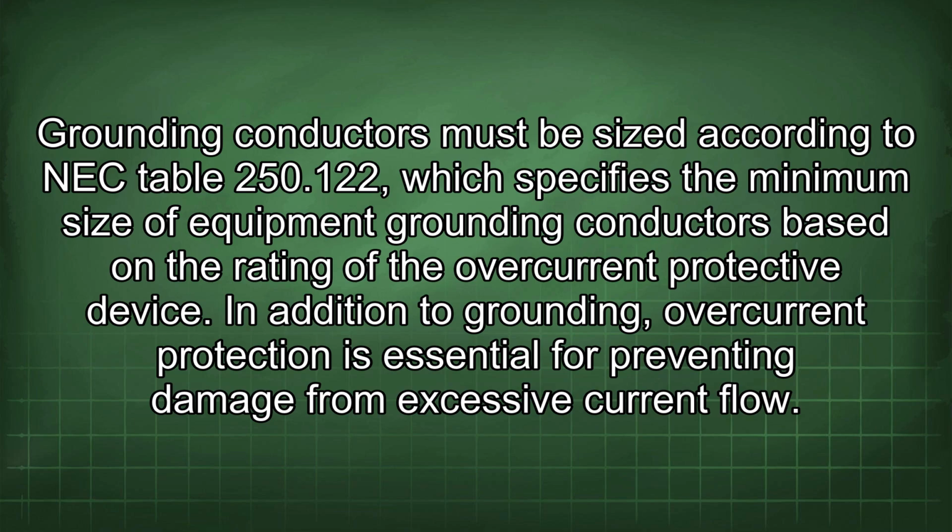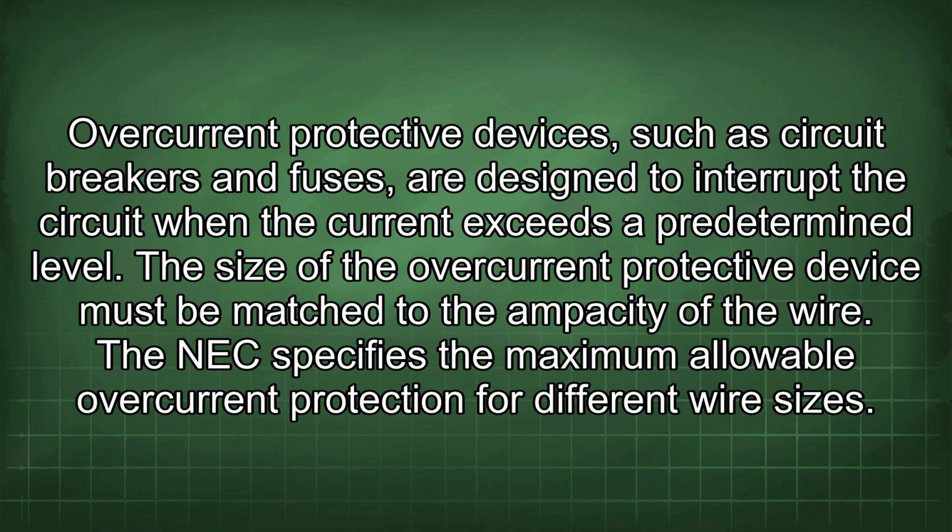In addition to grounding, overcurrent protection is essential for preventing damage from excessive current flow. Overcurrent protective devices such as circuit breakers and fuses are designed to interrupt the circuit when the current exceeds a predetermined level. The size of the overcurrent protective device must be matched to the ampacity of the wire. The NEC specifies the maximum allowable overcurrent protection for different wire sizes.